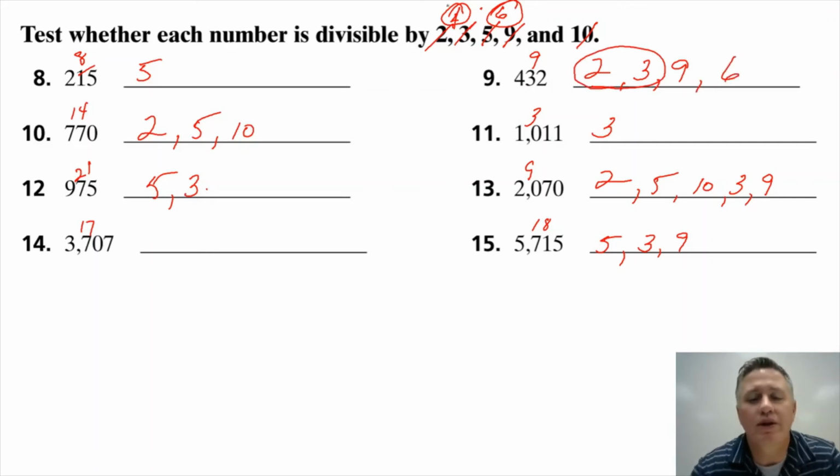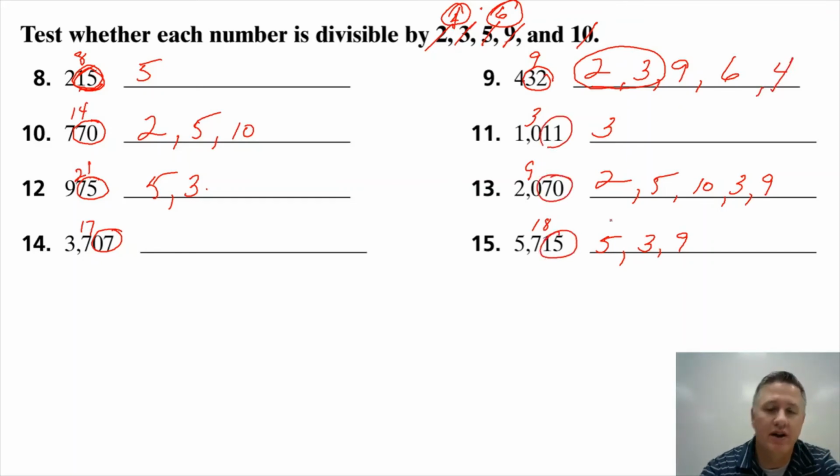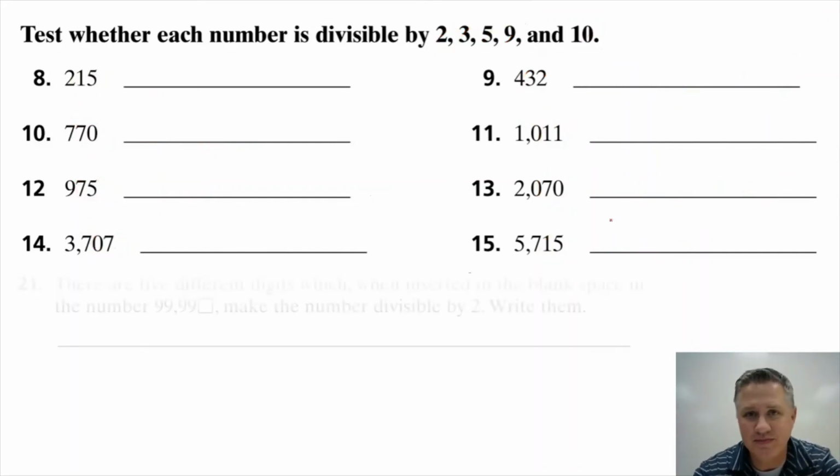So the only other number I have to check is 4, right? And the rule for 4 is the number formed by the last 2 digits. So can 4 go into 15? No. Can 4 go into 70? No. 75? No. 7? No. 32? Yes. So 4 goes into this number. 4 can't go in 11, 70, or 15. So there they are. Okay, check your answers and make sure that you got those rules correct.